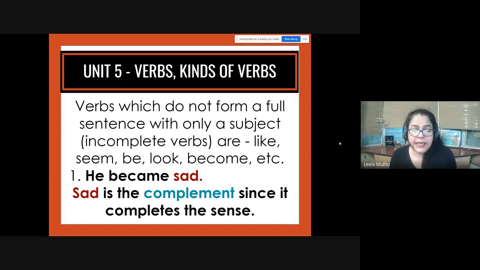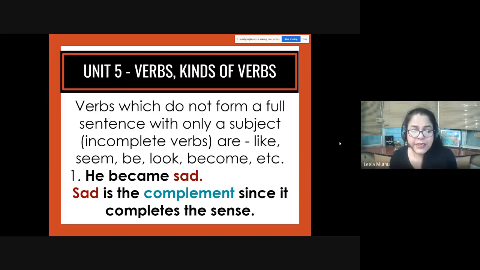Let's take an example. He seems, you have to add something. He seems won't make sense. He seems tired. He seems upset. He seems angry. He seems depressed. All these words are added to the incomplete verb seems to complete its sense. And these words which you add are called the complement.